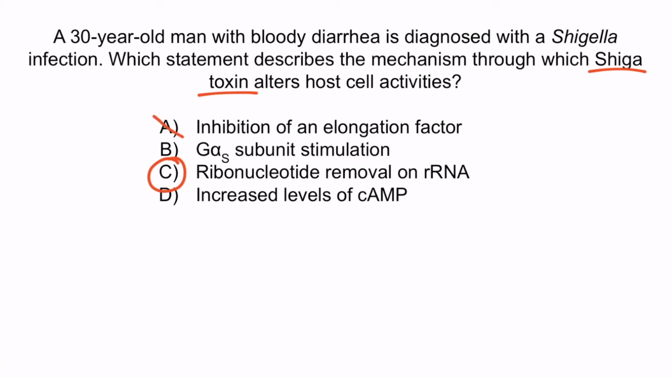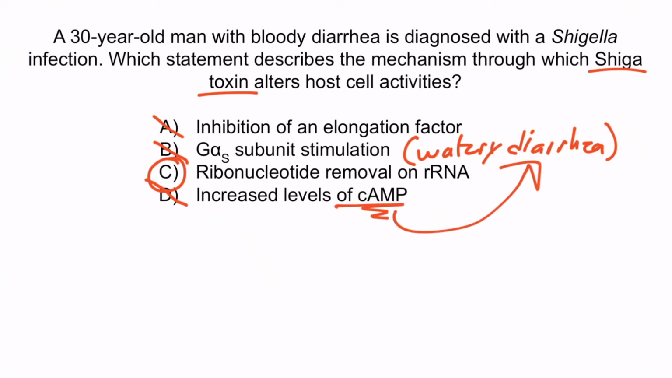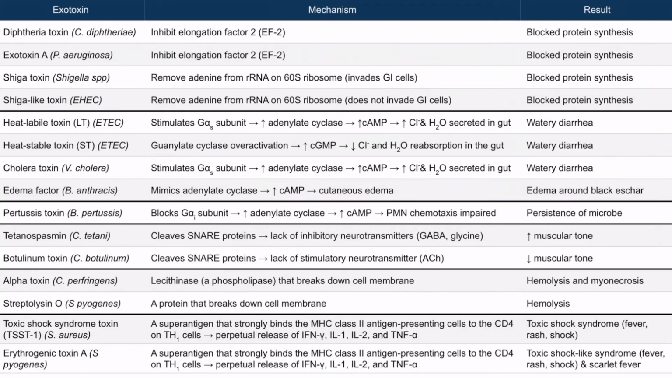Choice A is incorrect because this describes the mechanism of the diphtheria toxin and exotoxin A of Pseudomonas, which inhibits an elongation factor. Choice B is incorrect because this describes the mechanism of the cholera toxin and the heat-labile toxin of enterotoxigenic E. coli, both of which stimulate the G-alpha S subunit, which then leads to adenylate cyclase overactivation, which then leads to overproduction of cyclic AMP and watery diarrhea. And choice D is also incorrect, because increased levels of cyclic AMP is part of that mechanism for causing watery diarrhea. Now let's discuss the exotoxins that mess with neurotransmission, tetanospasmin and botulinum toxin.